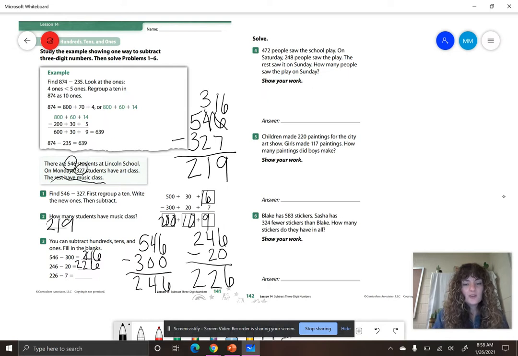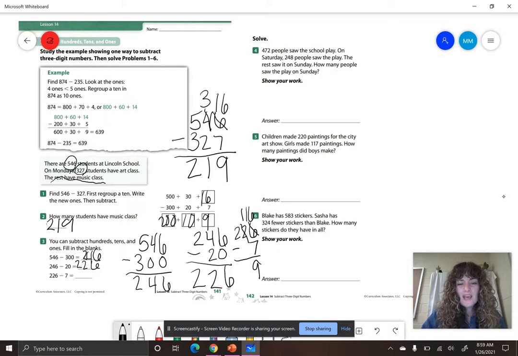Then I use 226. I'm going to write it super small, 226, and I'm going to take away 7 ones. So when I have 6 ones, can I take away 7? No. Where am I going to regroup? The tens place. So I go to my tens. I have 2 tens. They give me a 10. So there's 1 ten left in the tens place. And I unroll that 10 into 10 ones with my 6 ones. We have 16 ones. 16 minus 7, we already know is 9.